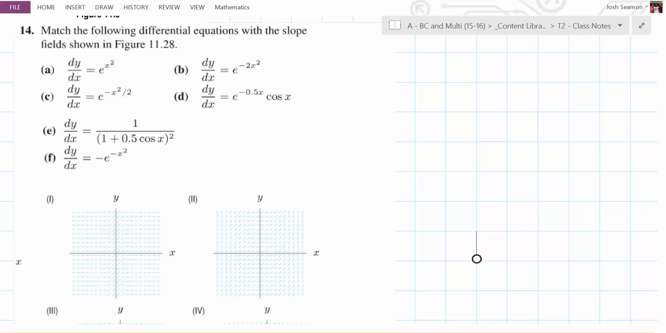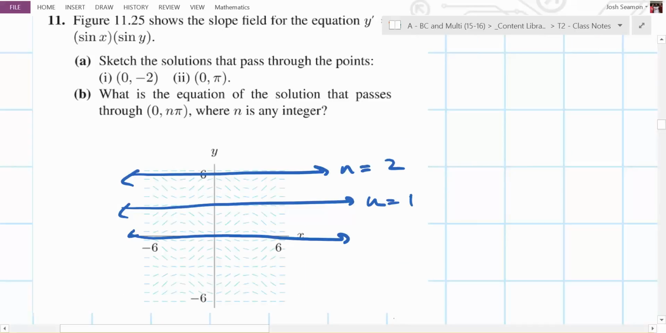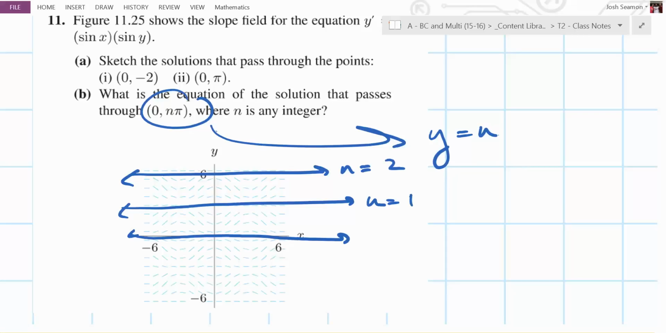Do you know why? What kinds of lines are those? Horizontal lines. So in terms of n, what's the equation going to be? y equals n. Done. You plot the points. You draw the lines. You notice all of them are horizontal.